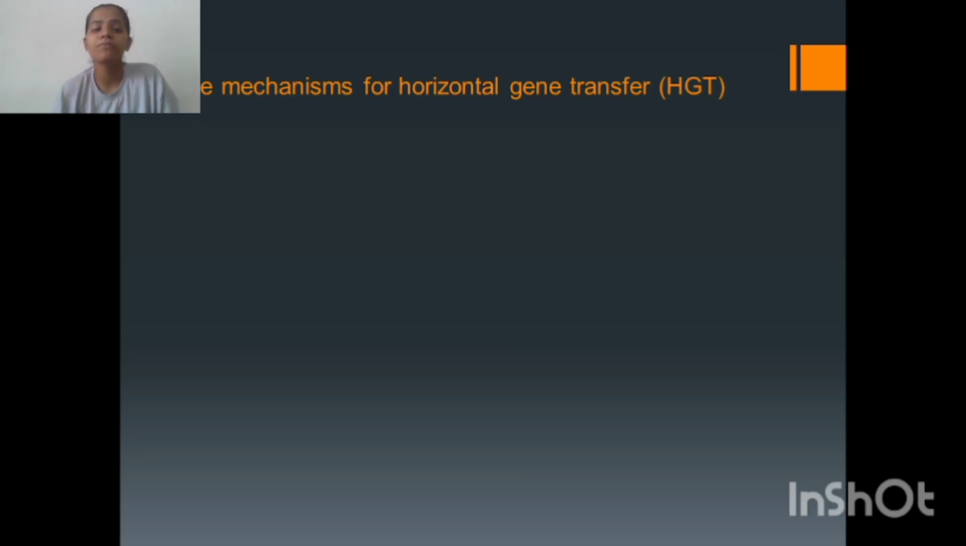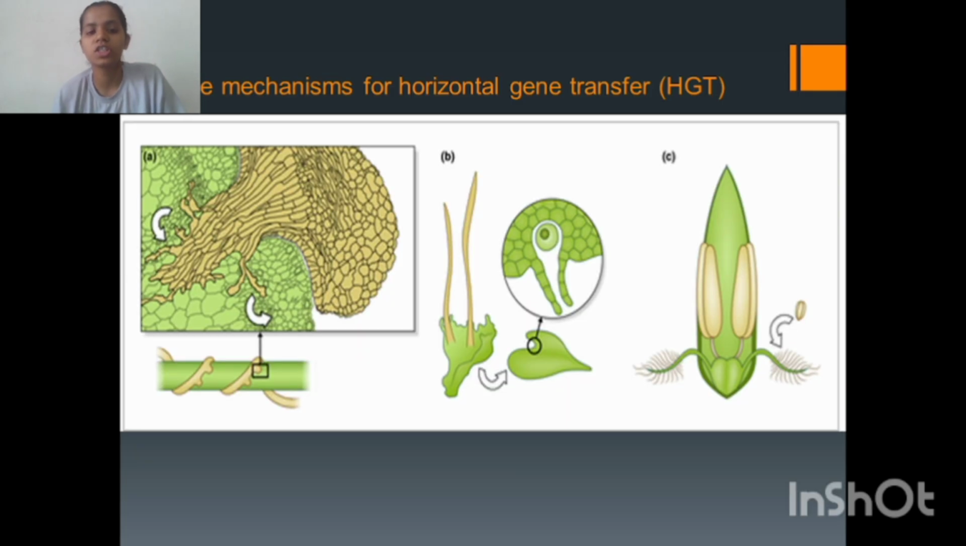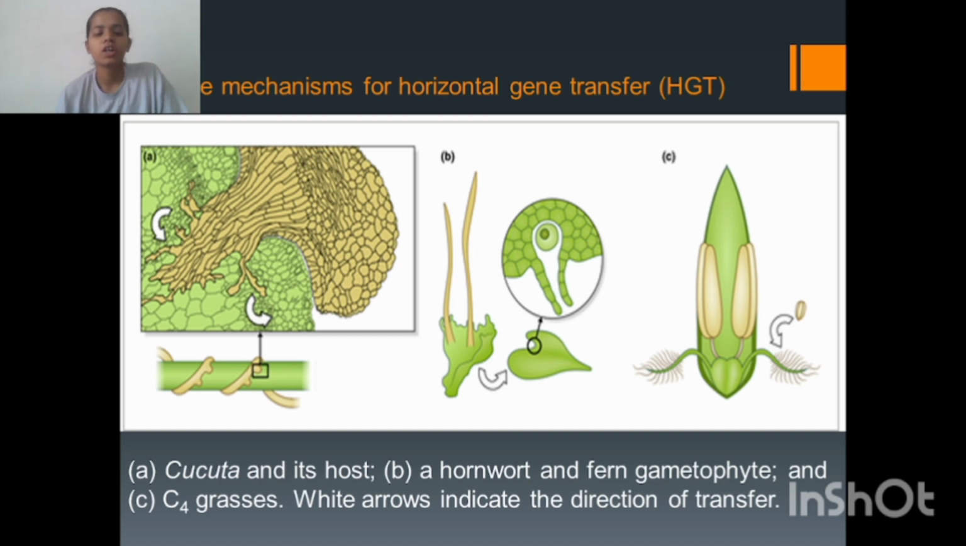Here we have plant mechanisms for horizontal gene transfer. In this picture, you can see first a Cuscuta with its host, second a hornwort and a fern gametophyte, and in the third picture there are C4 grasses. So what exactly is happening in this picture, I am going to explain. So, Cuscuta and its host.